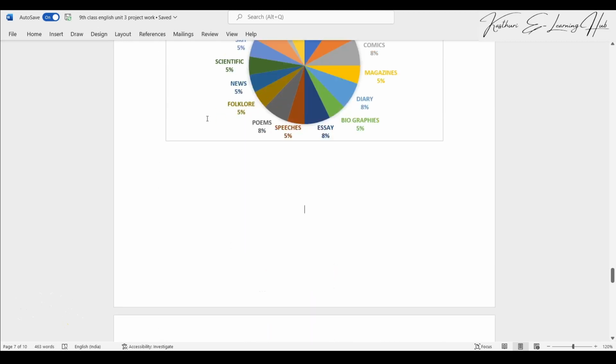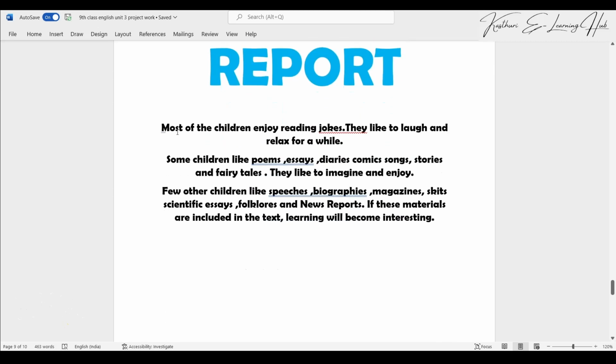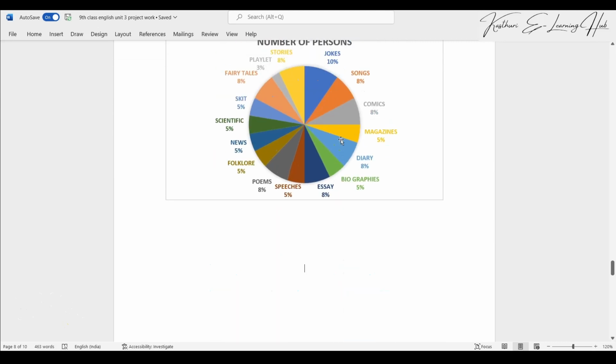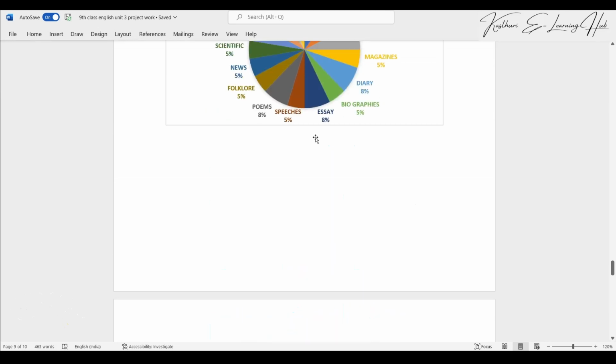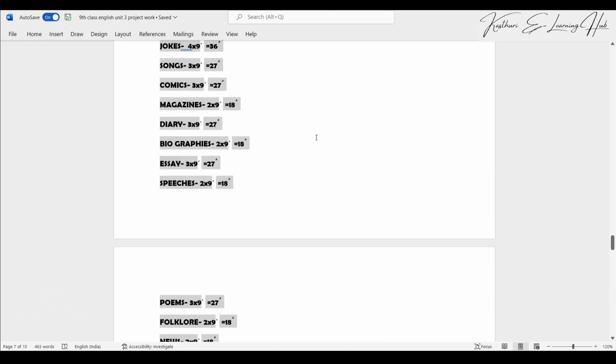Okay, so we can write the data like this. Most of the children enjoy reading jokes. If more than one, like jokes and essays, you write most of the children enjoy reading jokes and essays. Okay, so here only one is highest, so we are writing jokes. Okay, they like to laugh and relax for a while. As per our data, we need to write it.